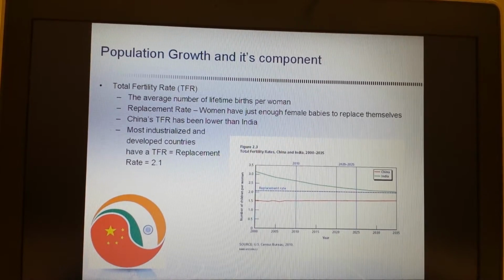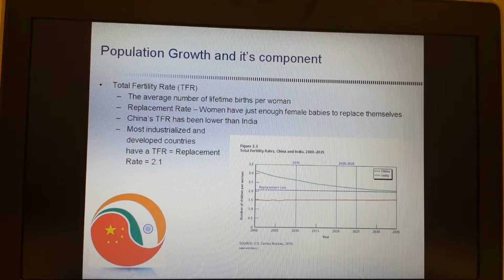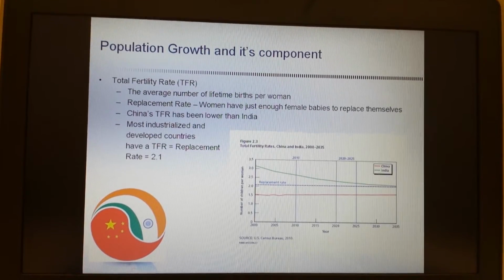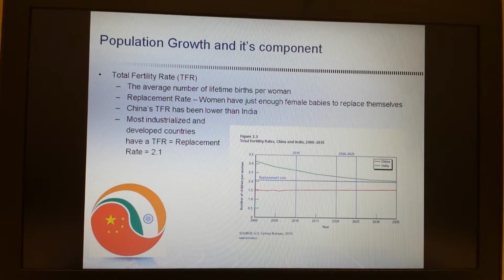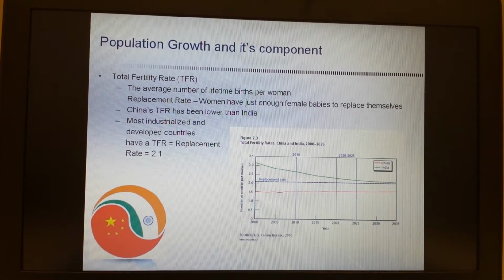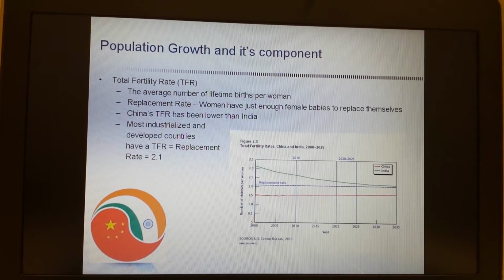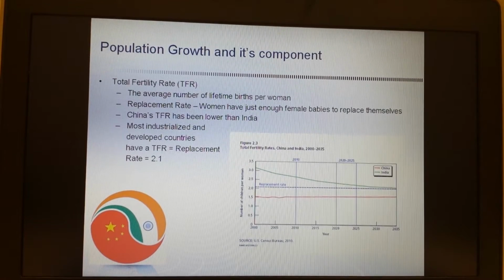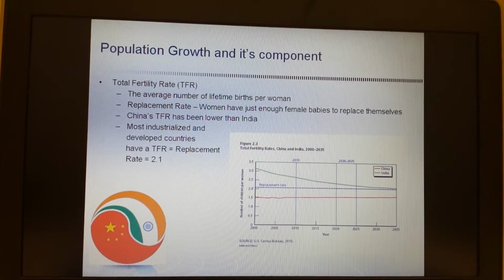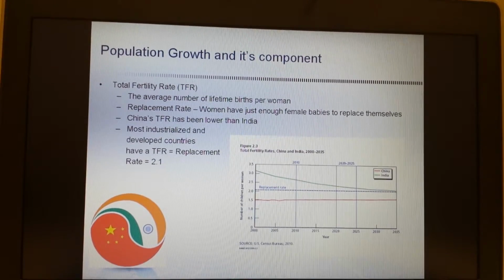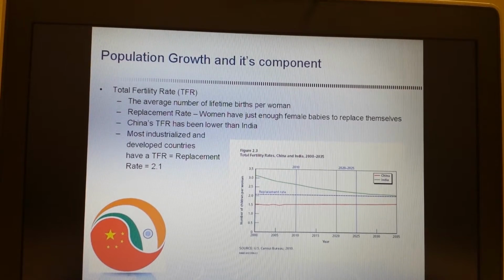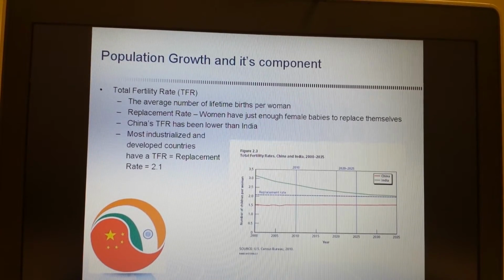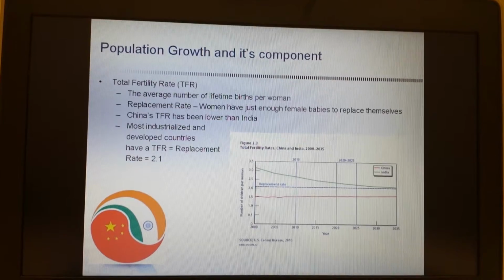It is measured using various types of rates, but the one that I would be covering today is the TFR, also called total fertility rate. It is defined as the average number of lifetime births per woman. As you can see in the graph, the blue line going through the middle is called the replacement rate, and is defined as women having just enough female babies to replace themselves.